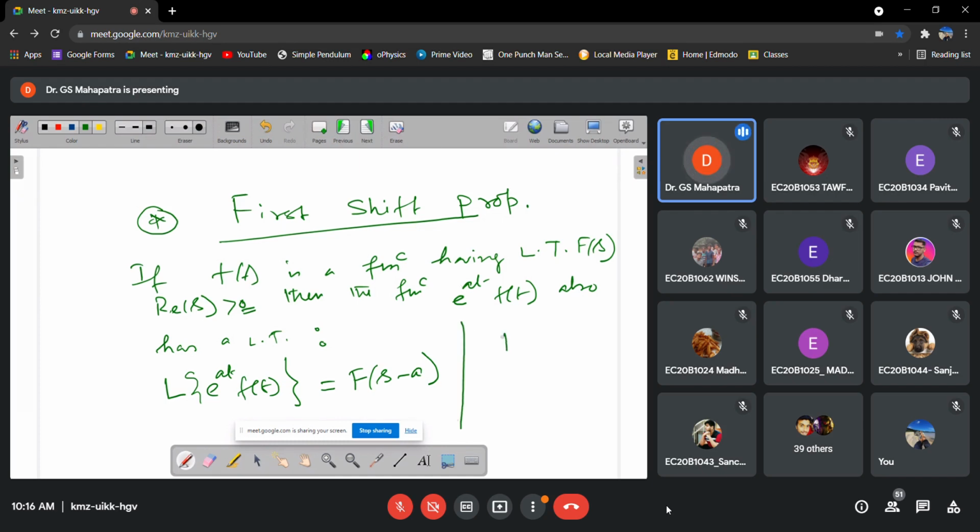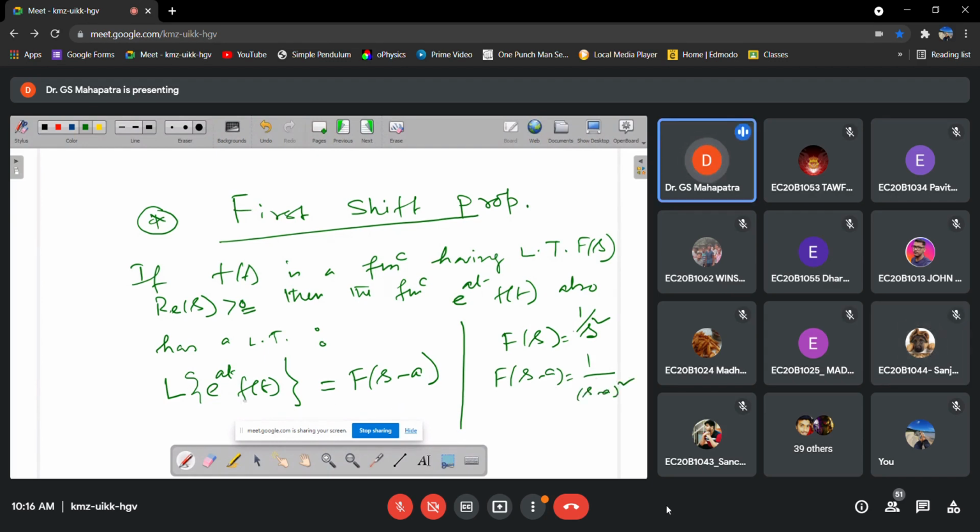Say f of s equals 1 by s square. Okay, 1 by s square. Then what will be f of s minus a? It is 1 by (s minus a) whole square. So that is the case.